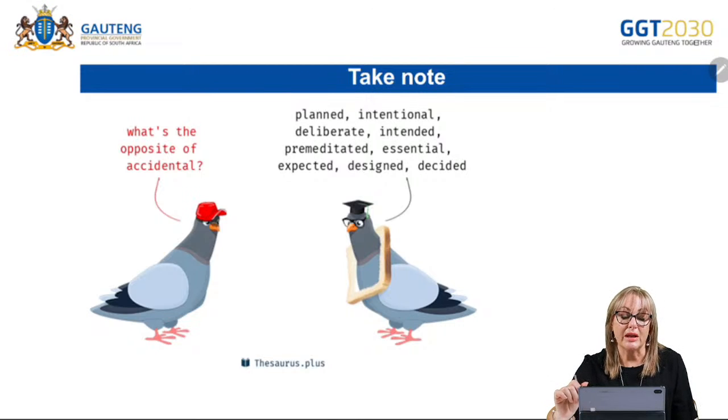The one you can ask the other one, what's the opposite of accidental? And then the chicken replies. The clever one, you can see his hat refers to him as a professor. Planned, intentional, deliberate, intended, premeditated, essential, expected, designed, decided. All those words are opposites, antonyms of accidental.